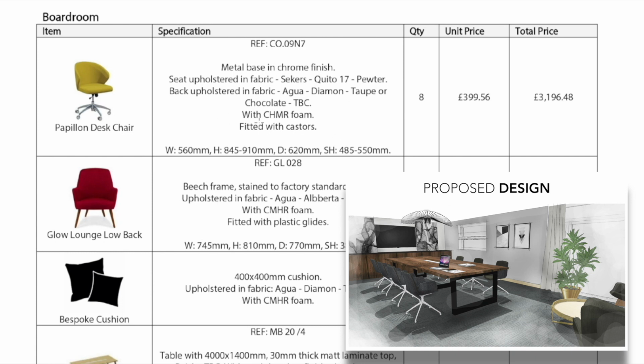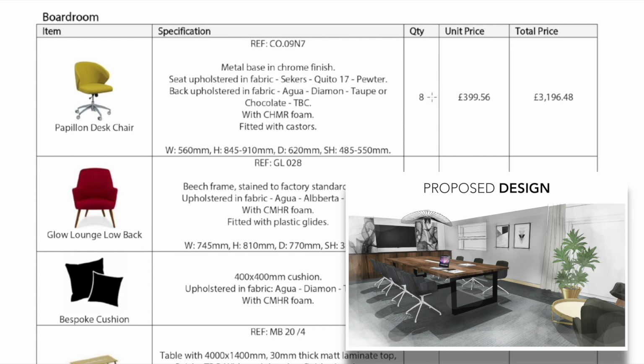More with CMHR foam. So that's the type of foam that will be used for the seat pad and the back, and fitted with casters. And then some dimensions. All is quite neatly referenced. This is probably a very good example of how a furniture quote should be.